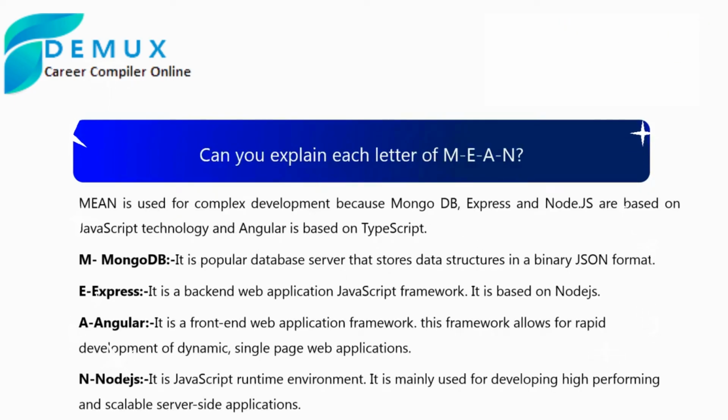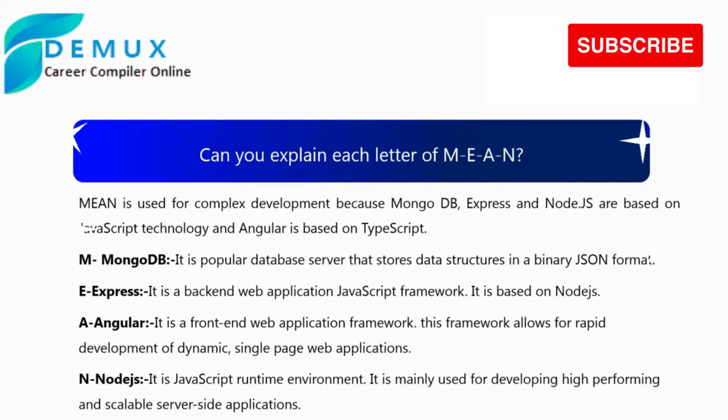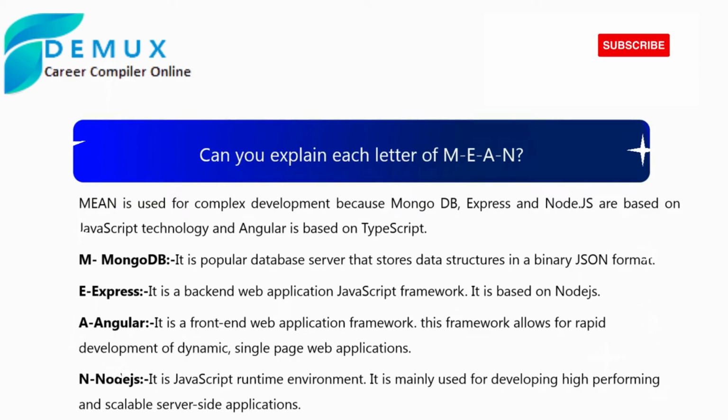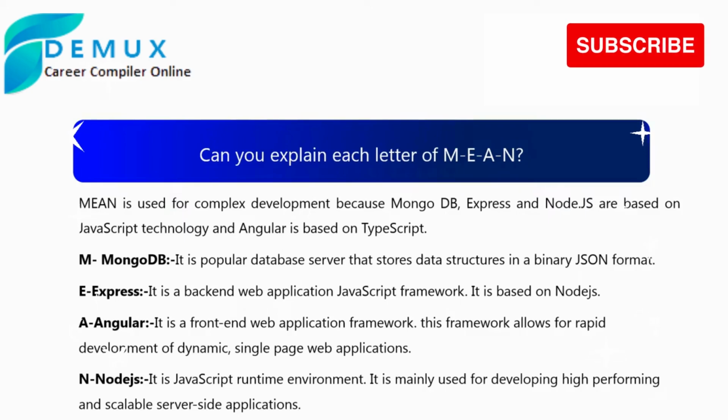Can you explain each letter of MEAN? MEAN is used for complex development because MongoDB, Express, and Node.js are based on JavaScript technology and Angular is based on TypeScript.